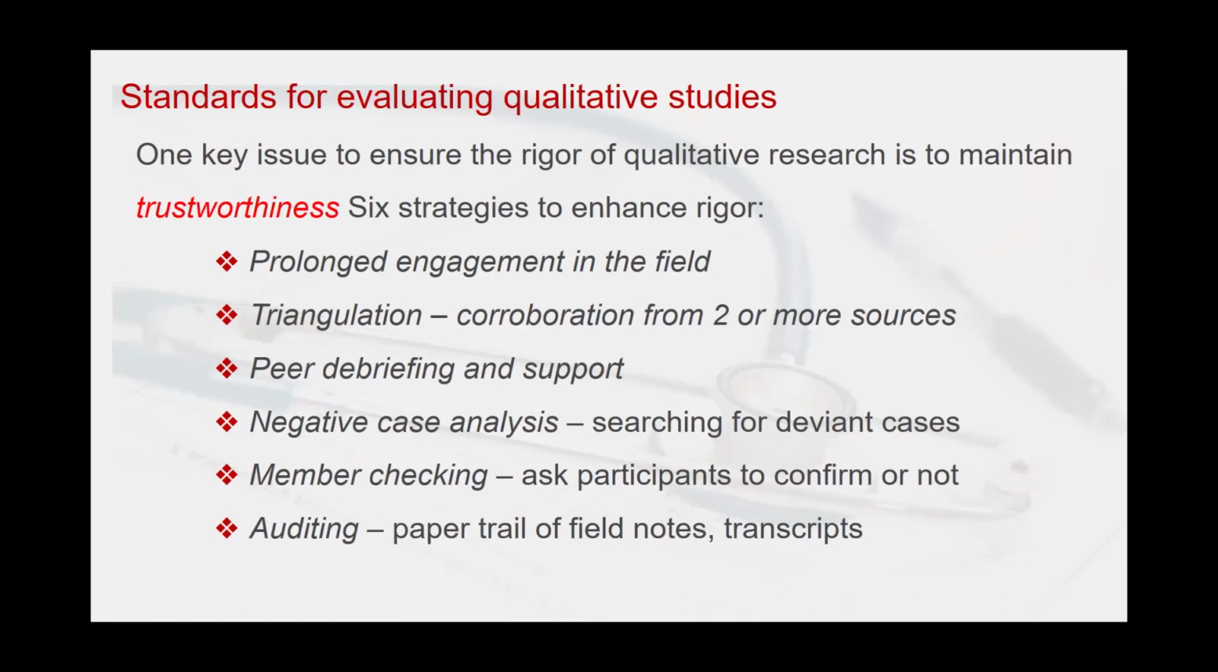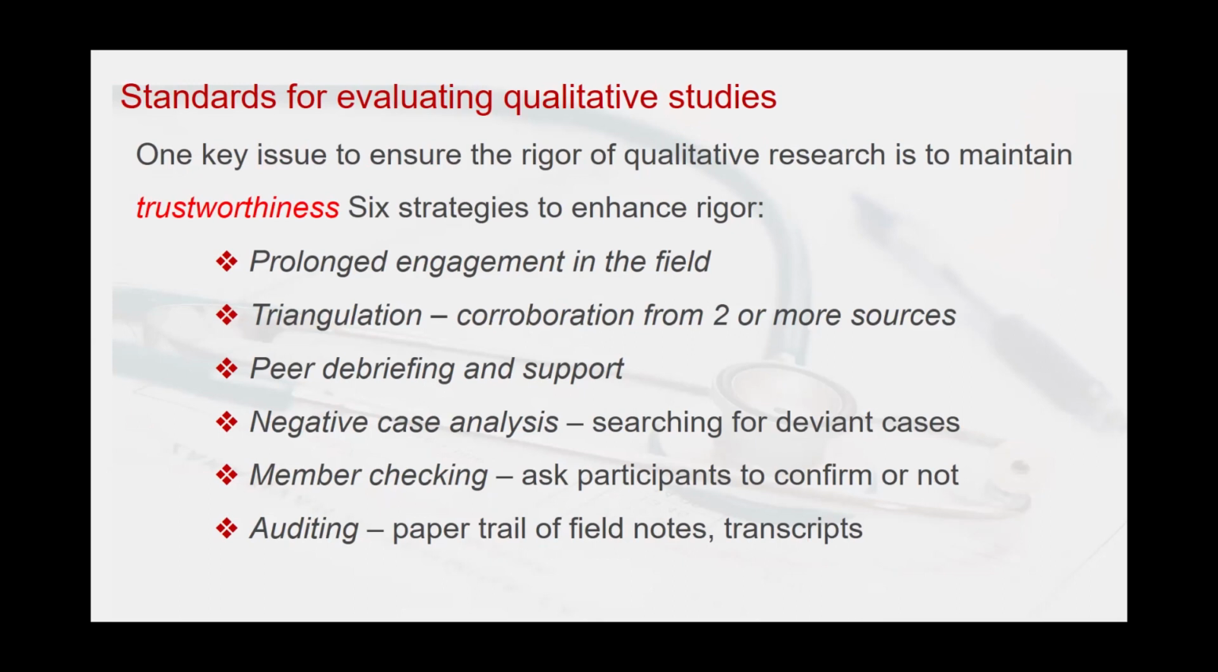The second approach is called triangulation. You have to remember this word. Triangulation means you use different sources of data to corroborate each other. Say, if you want to study patient behaviors, you can also get information from family caregivers, the health providers, or even home health aides, rather than rely on the patient's own self-reports.